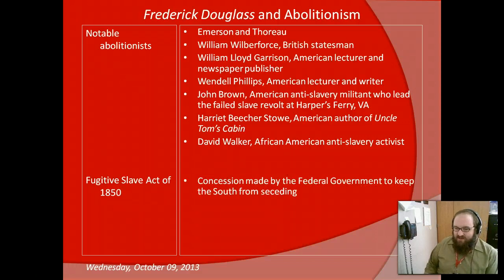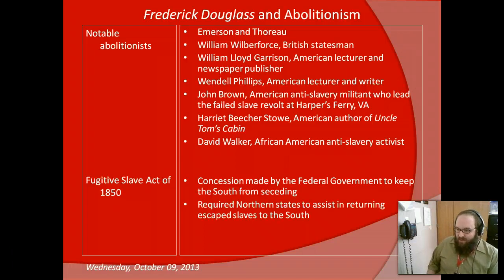Look, quick note about the Fugitive Slave Act of 1850. First of all, Fugitive Slave Acts have been around since there were fugitive slaves to deal with. But by 1850, the Fugitive Slave Acts had lost a lot of their power. And so as a concession made by the federal government to keep the South from seceding, the United States passed the Fugitive Slave Act of 1850.